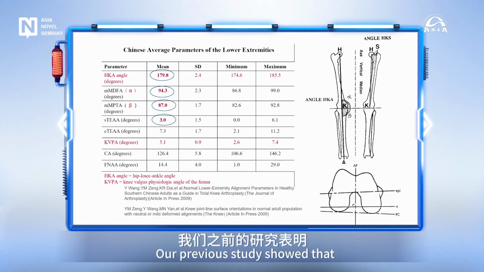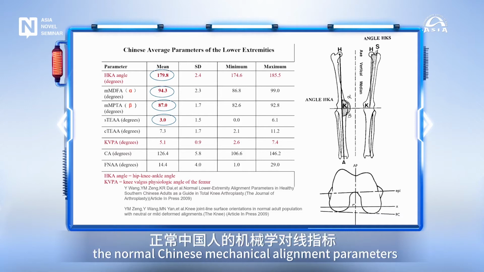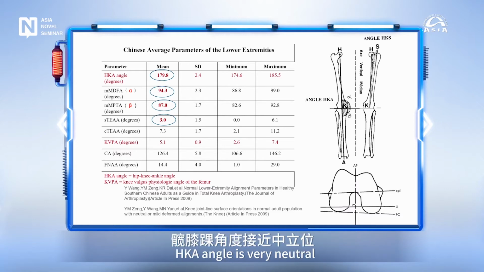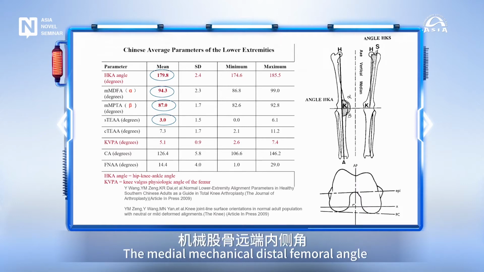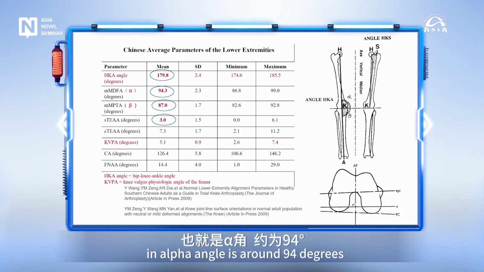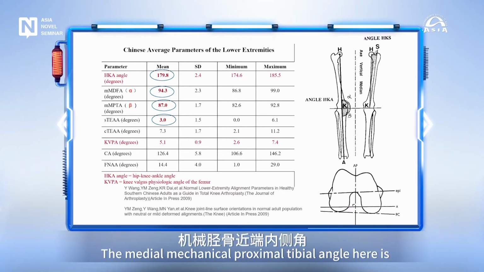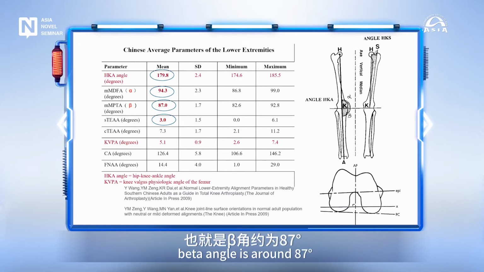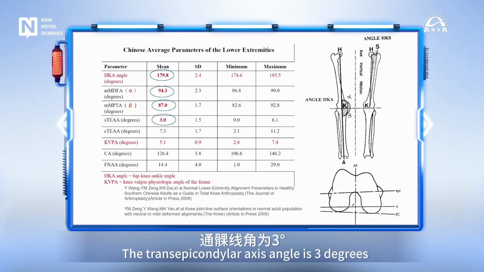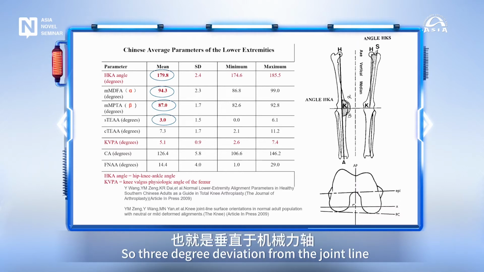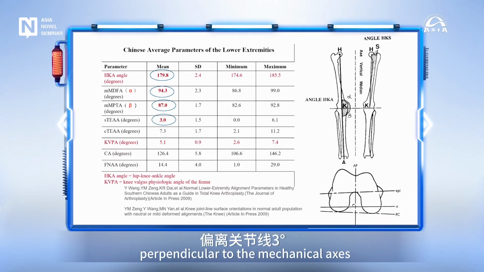Our previous study showed the normal Chinese mechanical alignment parameters are like this. The HKA angle is nearly neutral. The medial mechanical distal femoral angle, the alpha angle, is around 94 degrees, and the medial mechanical proximal tibial angle, the beta angle, is around 87 degrees, and the transepicondylar axis angle is 3 degrees. So a 3-degree deviation from the joint line perpendicular to the mechanical axis was found as usual.